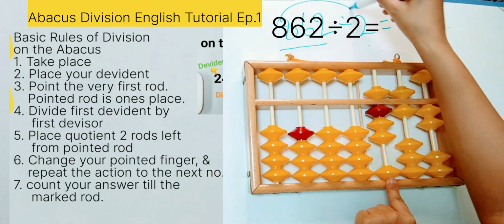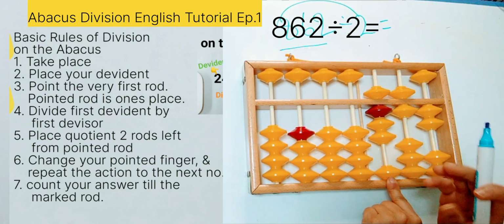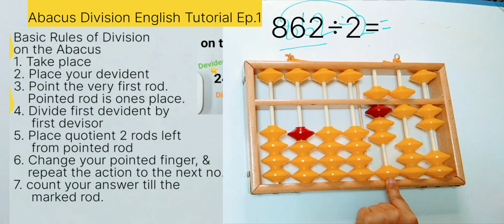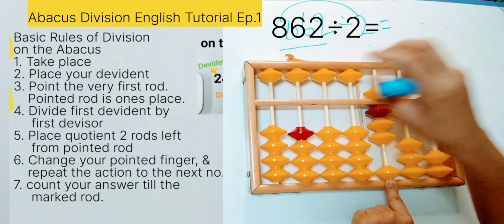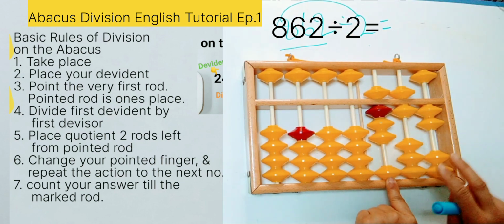8 divided by 2, your quotient, your answer is 4. I'm not a good English speaker, and my pronunciation is also very bad, so I love to say answer instead of quotient. So please, quotient is answer. Okay, so I'm going to say answer. 8 divided by 2, your answer is 4.